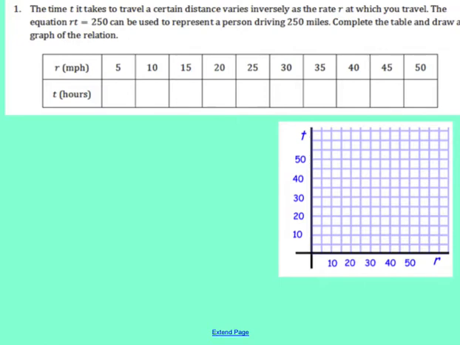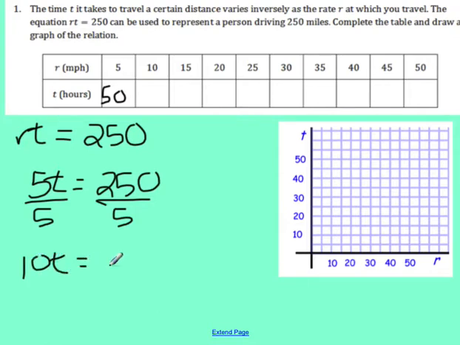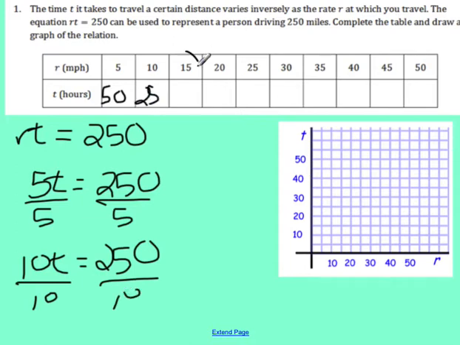So we have an equation, rt is equal to 250. All we're going to do is plug in each of those values for r. So for example, we're going to have 5 times t is equal to 250. All I did was plug in 5 for r. Divide both sides by 5 and I get t is equal to 50. Same thing for 10. 10 times t is equal to 250. Divide both sides by 10, and I get 25. So really, when I'm filling these out, all I'm doing is dividing 250 by each of these numbers.